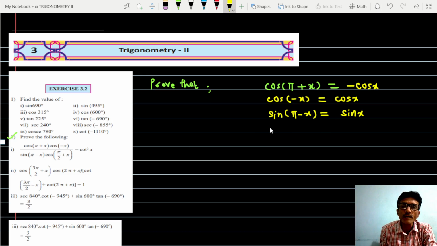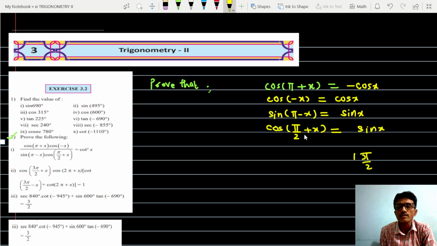Then cos of pi by 2 plus x. The next angle is cos of pi by 2 plus x. So plus x, 1 into pi by 2. This is an odd multiple of pi by 2, so the trigonometric function will change. The left hand side is cos, so the right hand side will be sin x. And this is in the second quadrant, so the negative sign, because in the second quadrant cos is negative.